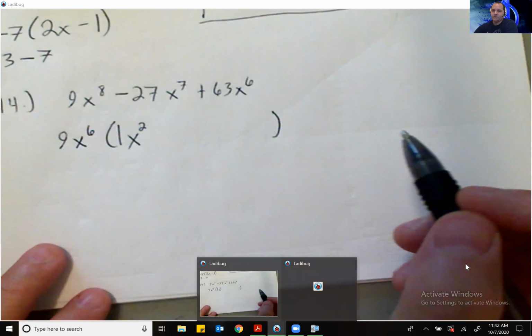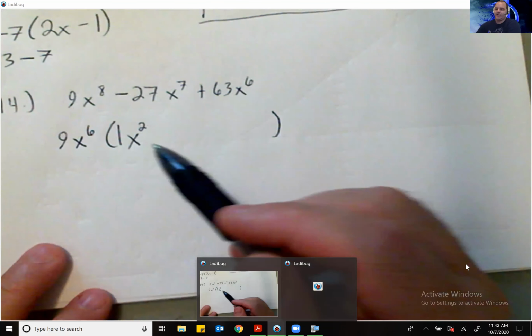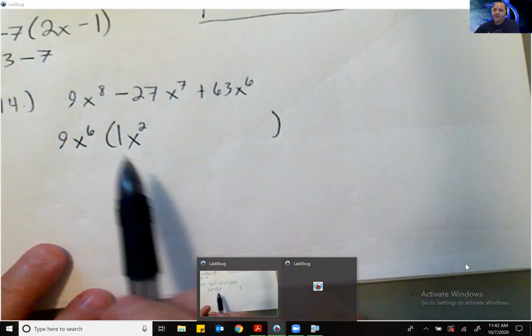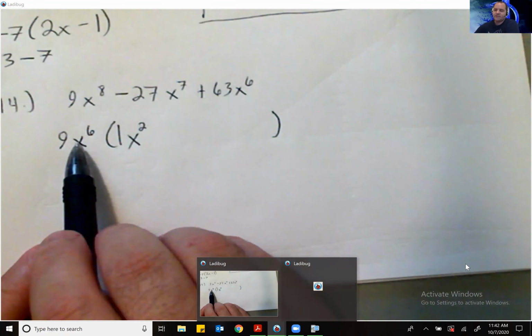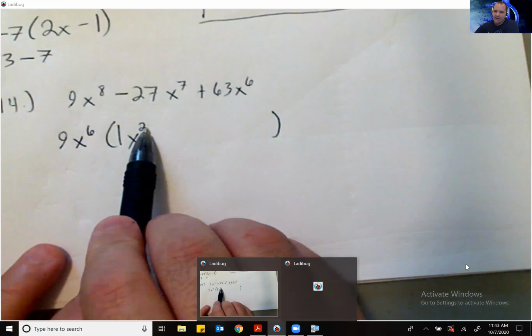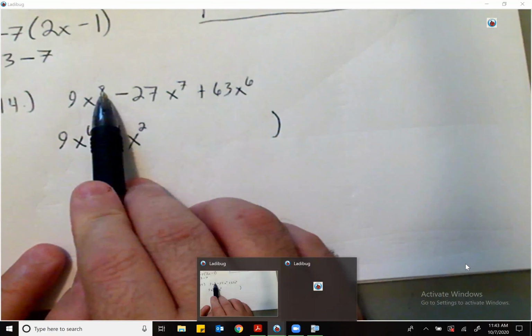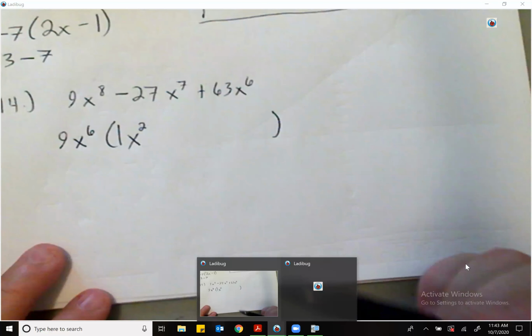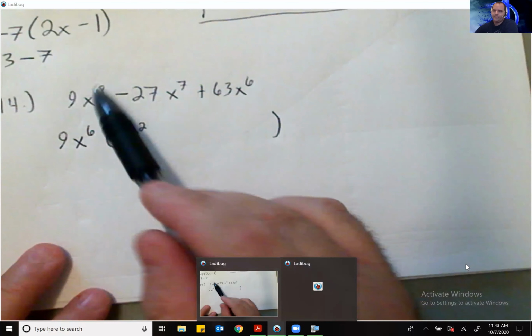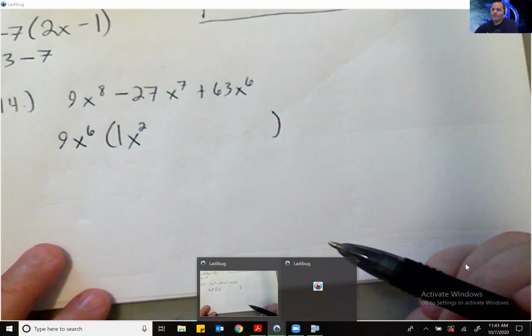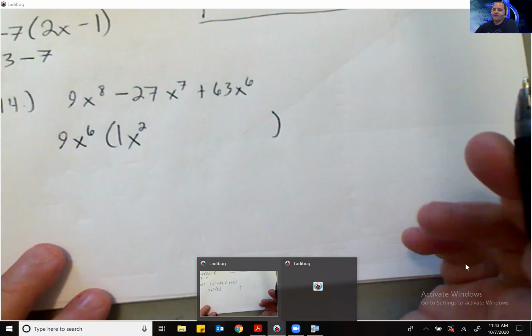So I think what you're getting at, Nicole, technically there is adding, because if I distribute this back through, 6 plus 2 is 8. But when you're factoring, you're really subtracting from this number. All right. So what's negative 27 divided by 9?